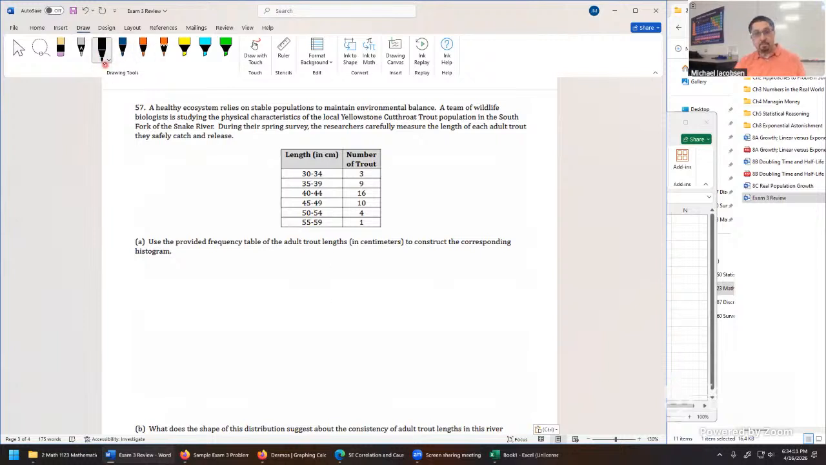Our guidance for building a table says we need a title, then we need a horizontal axis description and a vertical axis description. Let's start with the title. I'm not too picky. Anything that conveys what the context is talking about is going to work. I'll just say briefly that this is the lengths of Yellowstone cutthroat.